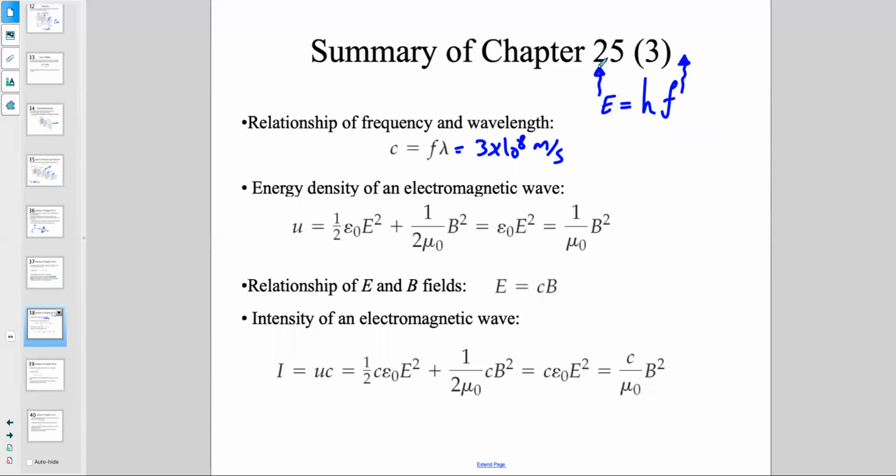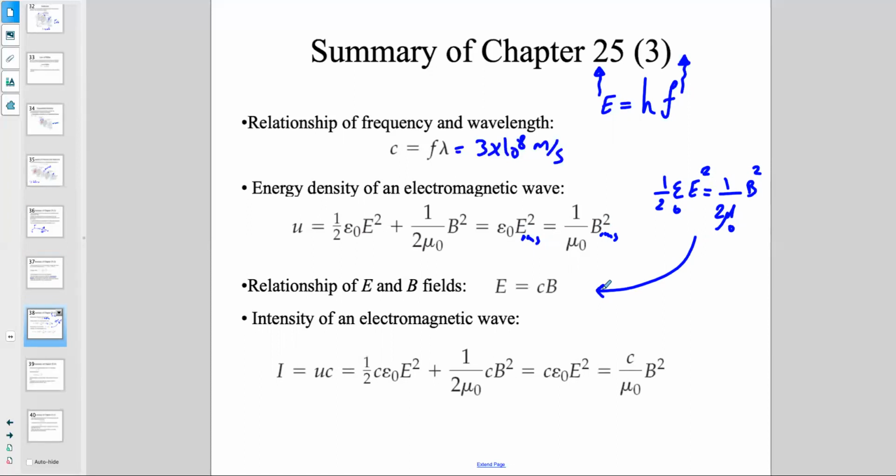The energy density of the electromagnetic wave is given by this relationship: 1 over 2 epsilon 0 E squared plus 1 over 2 mu 0 B squared. Or I can write it as epsilon 0 E squared RMS or 1 over mu 0 B squared RMS. Using this relation, we define that they are all equal. In other words, half epsilon 0 E squared is 1 over 2 mu 0 B squared, and using that we derive E equals c times B, where c is the speed of light.